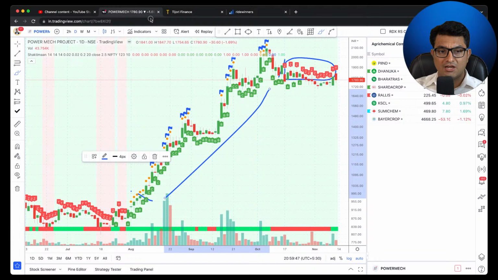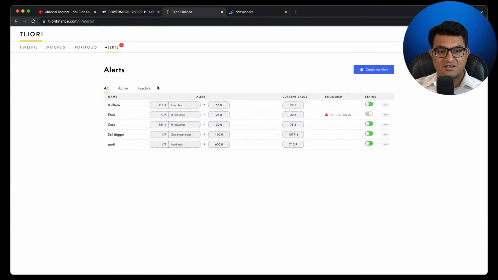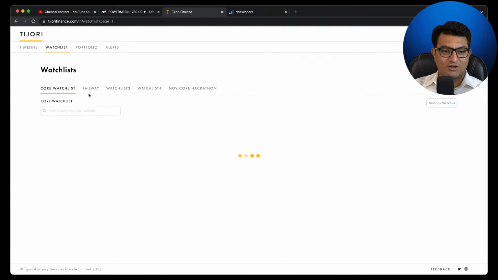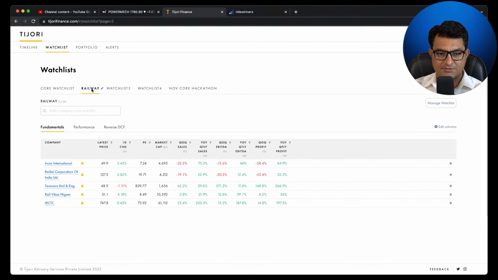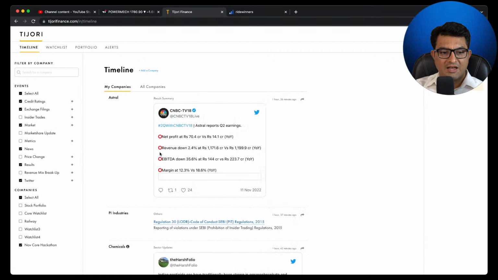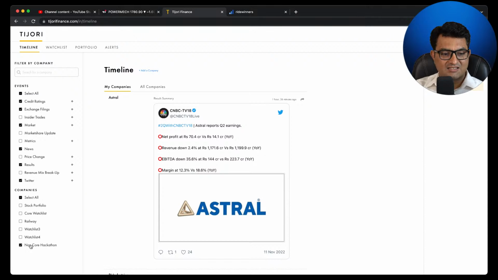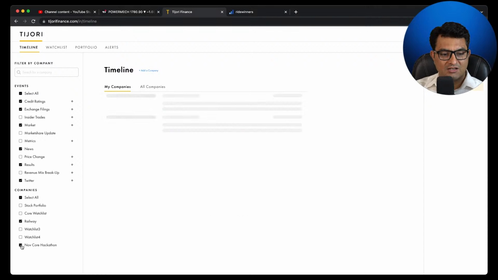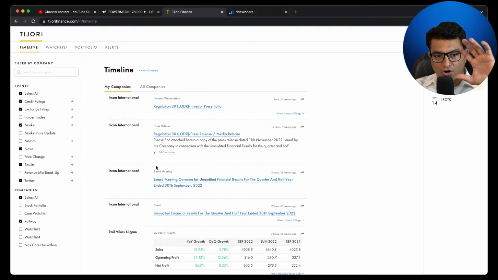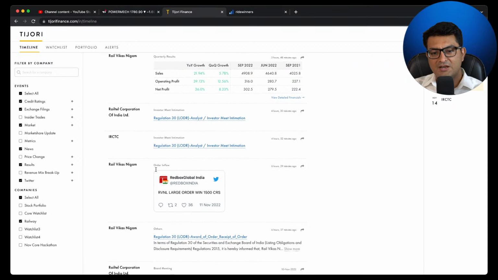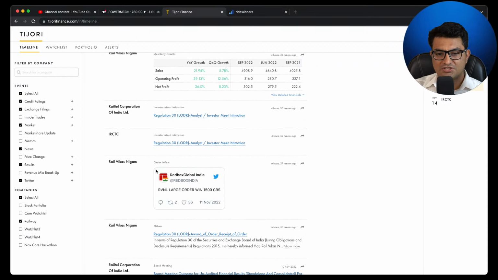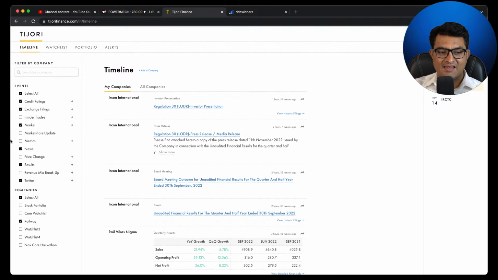So what I do in my journey is I first create my, say, watch list. Say, for example, recently I was tracking railway stocks. So I have created a railway watch list. Now, once I've created a railway watch list, I'll just go to this tool and go to the timeline and select, say, railway as the company list. So now all the information which I'm getting is only particular to those companies which I have chosen in the railway watch list.